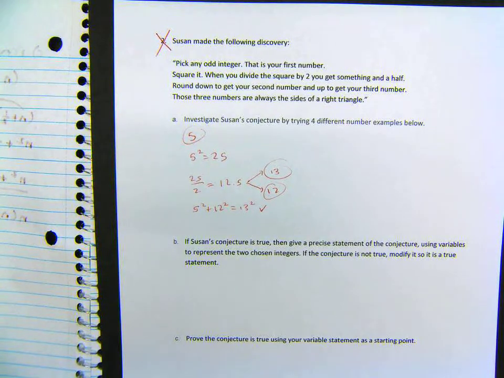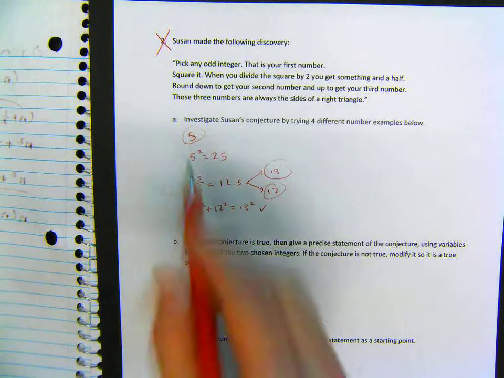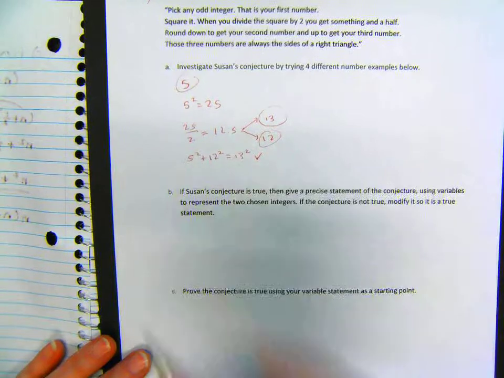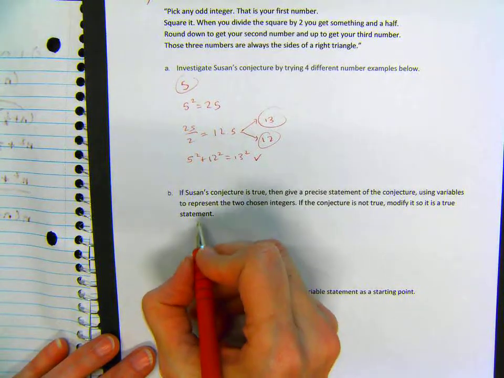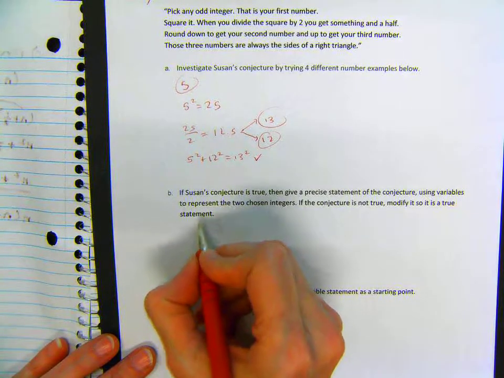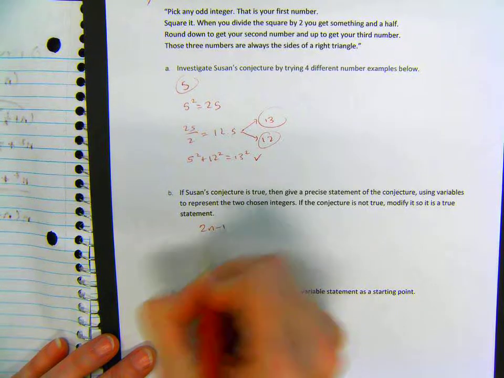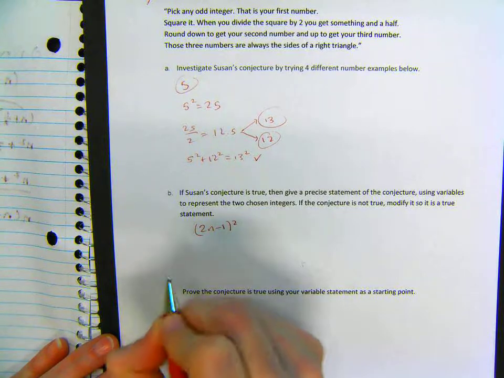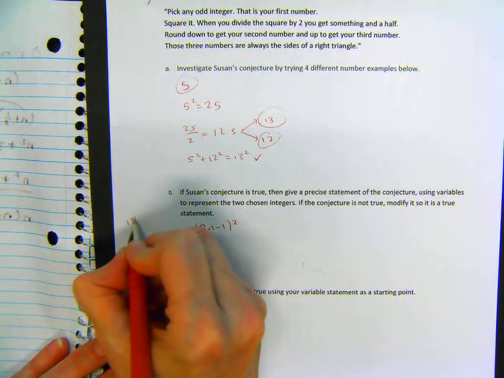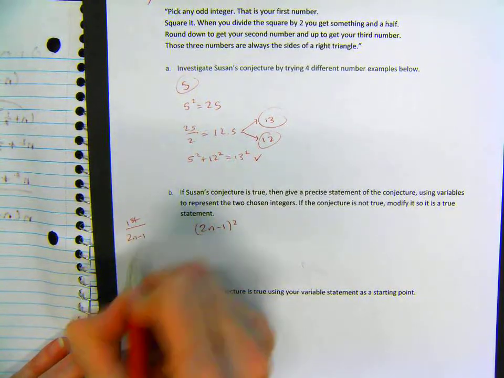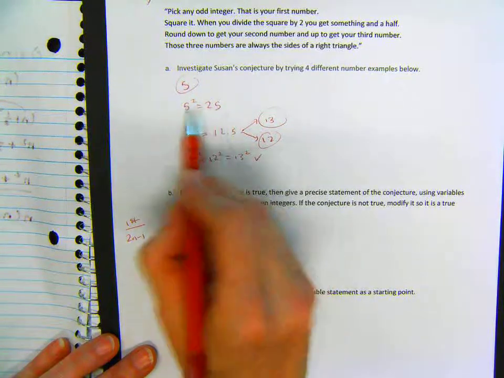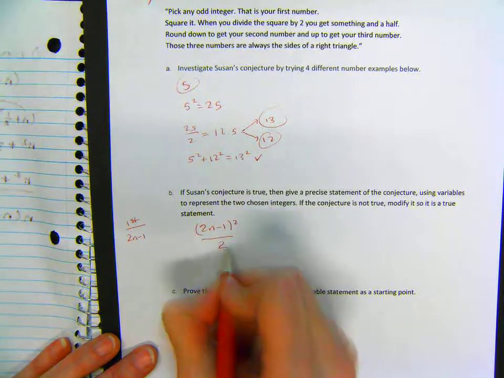And so negatives don't work very well because you can't have a negative side, so it needs to be a positive odd integer. So when you try to write that, what you get is something a little tricky. You're going to have an odd, so maybe 2n minus 1 squared. The first number is just the odd, 2n minus 1. And then this, after you square, you're going to divide it by 2.